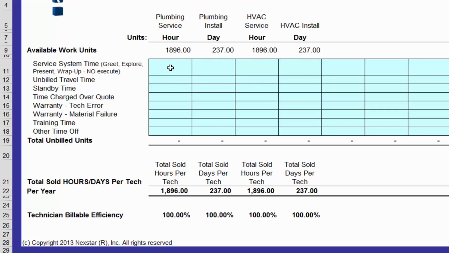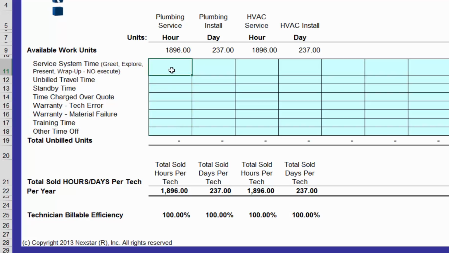Now what you need to do is identify what is the downtime that I have. Now this is information that we should be tracking, and we do track, and that will end up with giving us how many sold hours or sold days that we actually have available to deliver. Okay, so here's our production side. Here's where the inefficiencies happen in our businesses, right here. This is where the inefficiencies happen.